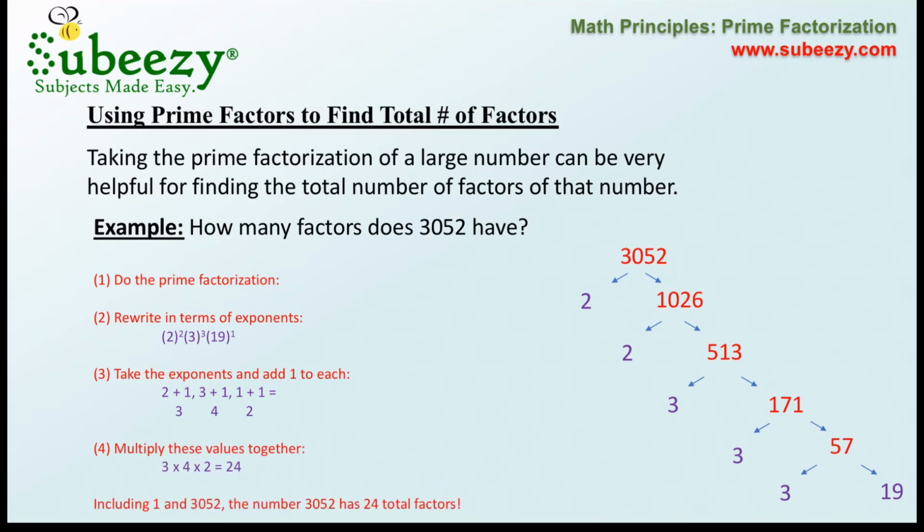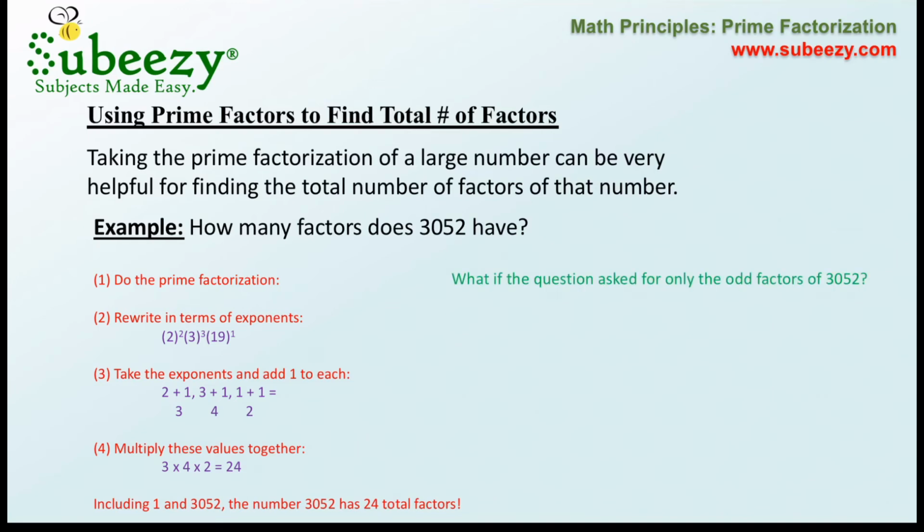So including 1 in 3052, the number 3052 has 24 total factors. So what if the question asked for only the odd factors of 3052? Again, if we didn't have a shortcut for doing this, finding all of the factors for a very large number would take a lot of time.